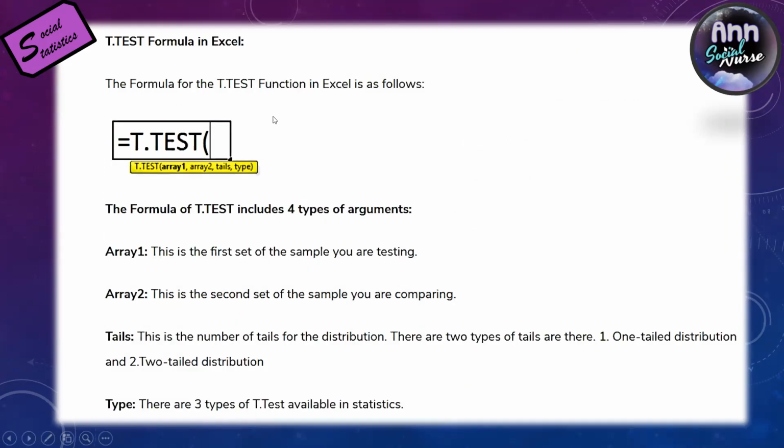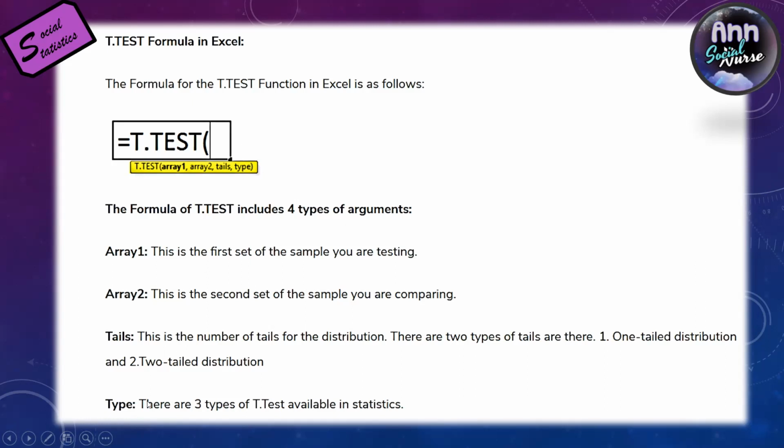Specifically, the formula for the t-test function in Excel is as follows, with these 4 arguments separated by a comma. Array 1, this is the first set of the sample you are testing. Array 2, this is the second set of the sample you are comparing. Tails, this is the number of tails for the distribution. There are 2 types of tails: one-tail distribution and two-tail distribution. So you just put either 1 or 2 in here, and usually we use 2.